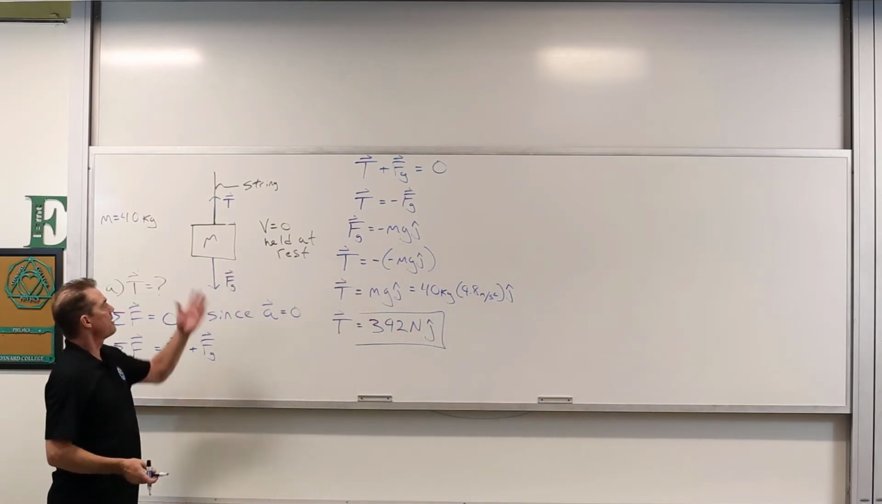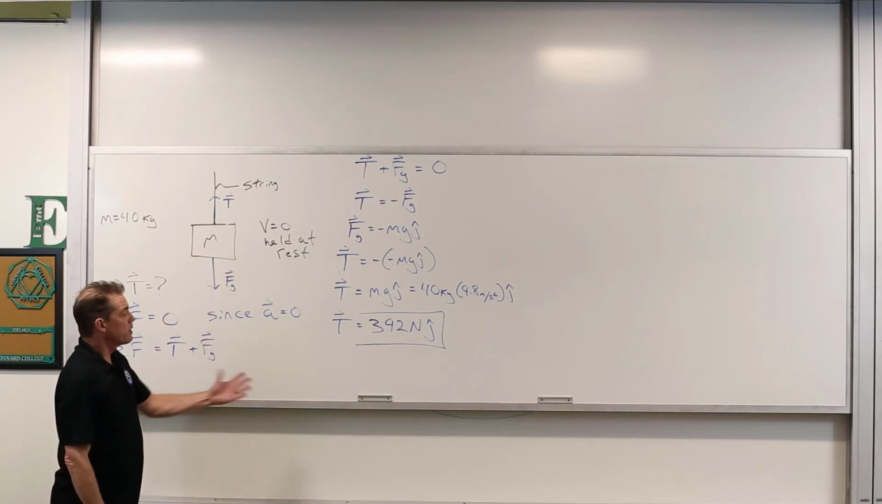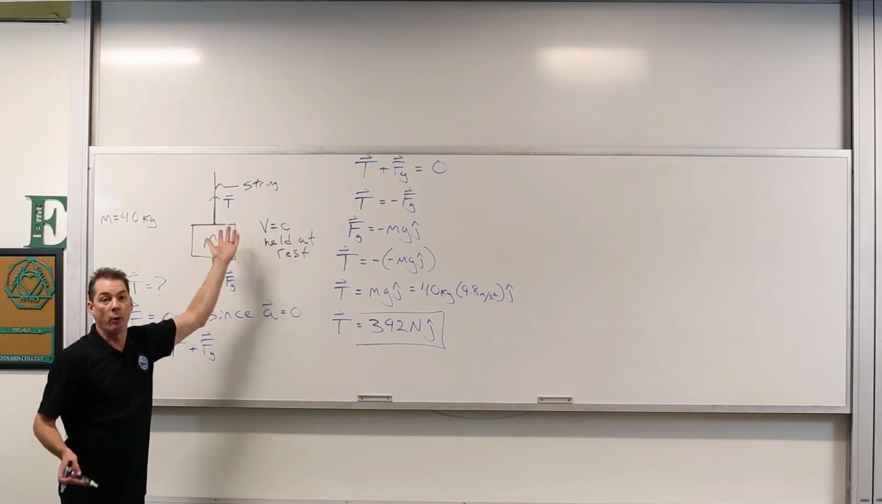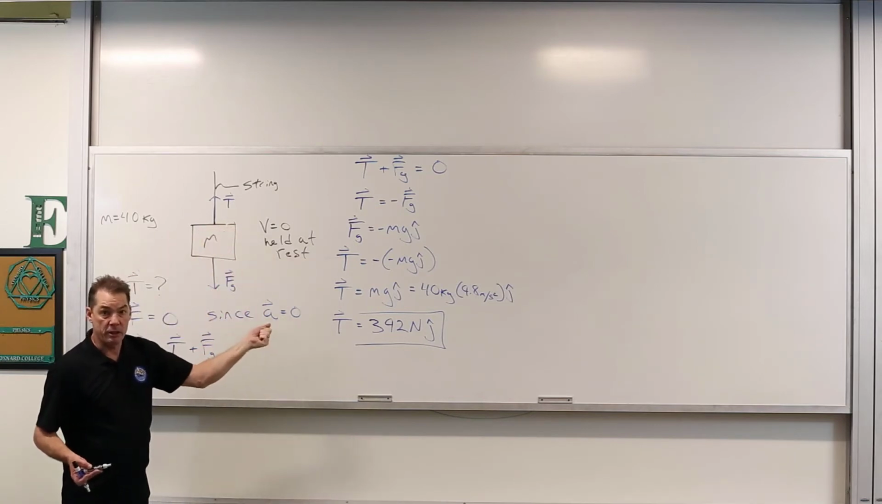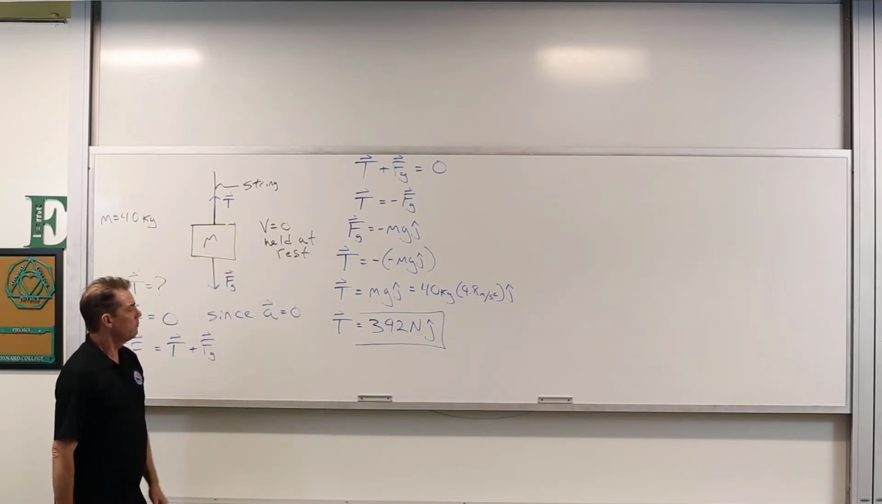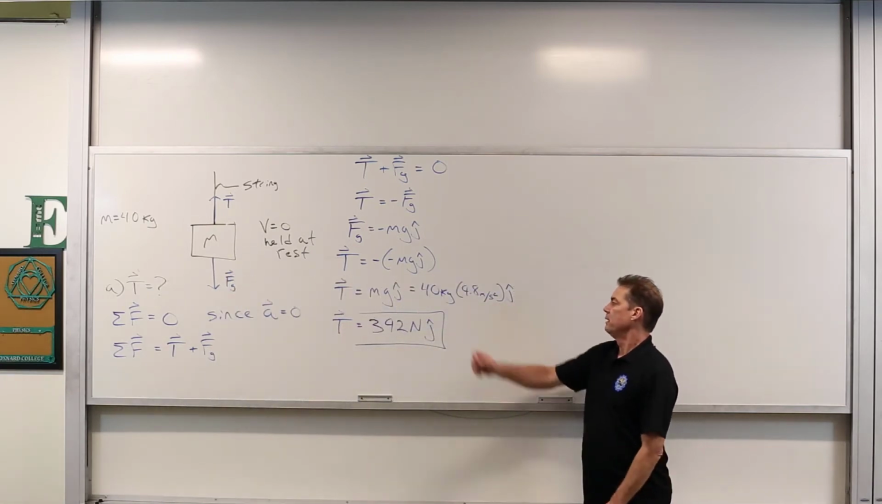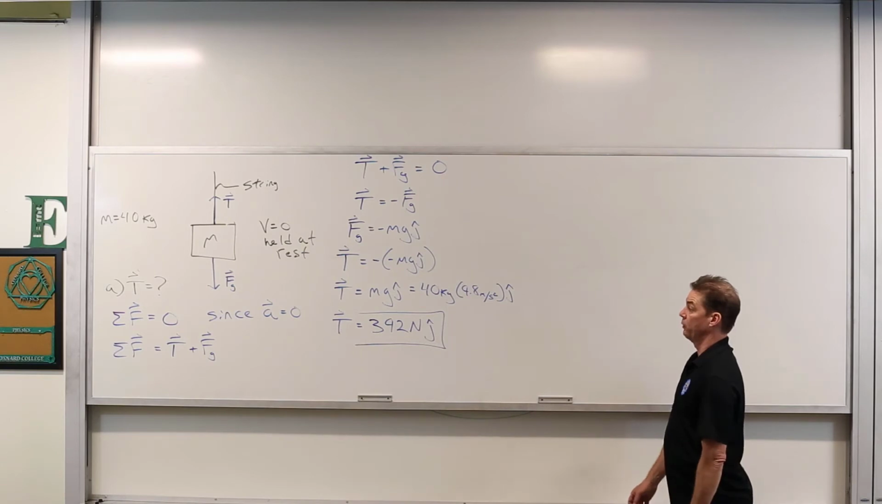So in this particular case, since the object's stationary, the force of tension is equivalent to the object's weight. The string has to bear the weight of the object. It has to hold the object up. That's it. So we've got 392 newtons, which is substantiated by the 40 kilograms under the action of the gravitational acceleration.